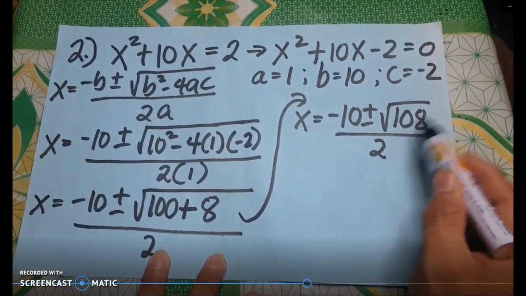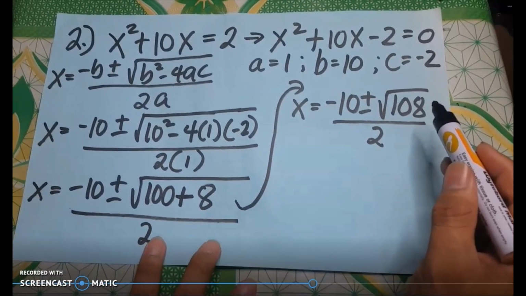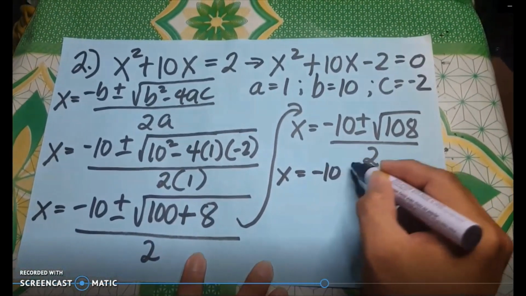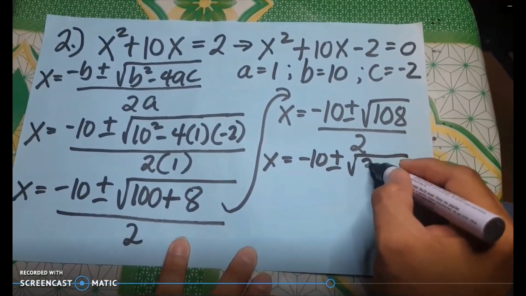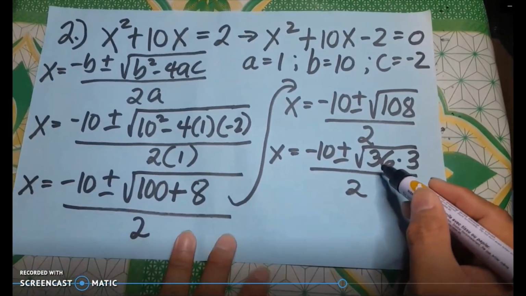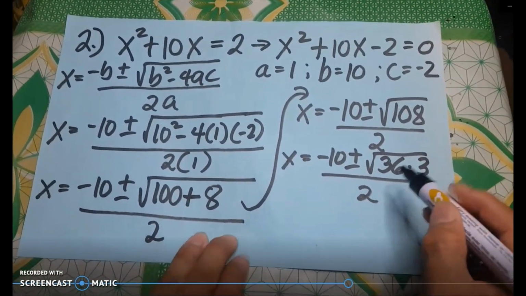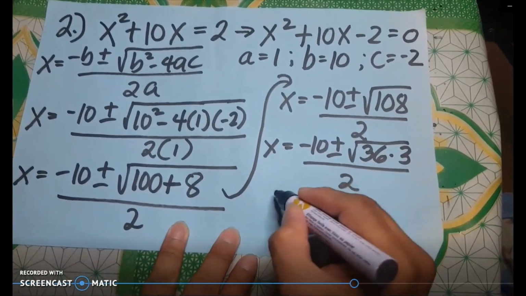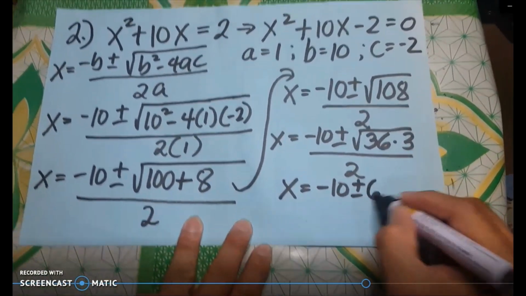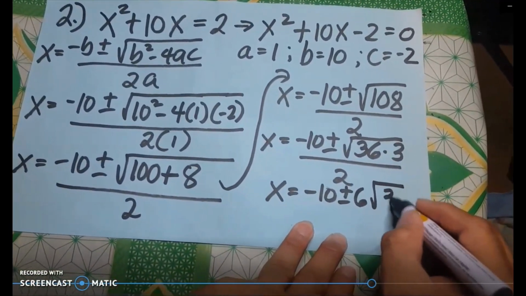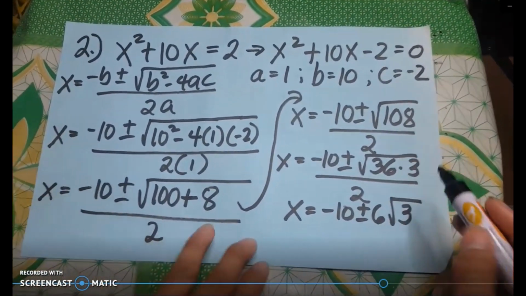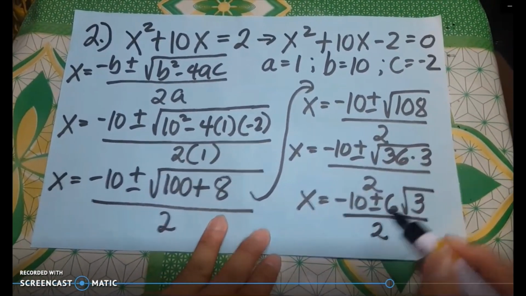108 is a non-perfect square, but 108 has factors wherein one of its factors is a perfect square. So the right factors for 108, so that would be x is equal to negative 10 plus or minus the square root of 36 times 3 all over 2. So 36 is a perfect square. So let's bring out the root of it. So that will become x is equal to negative 10 plus or minus square root of 36 is 6. Then copy square root of 3, because since 3 is not a perfect square anymore, it will be left inside the square root sign. Then all over 2.